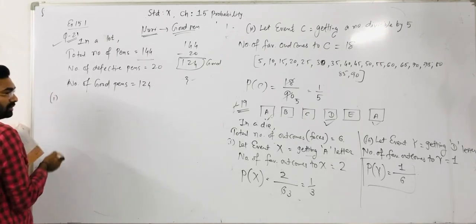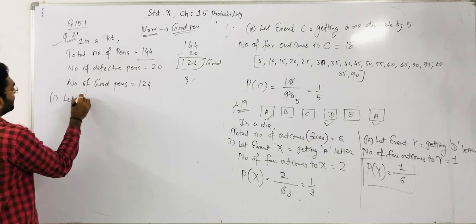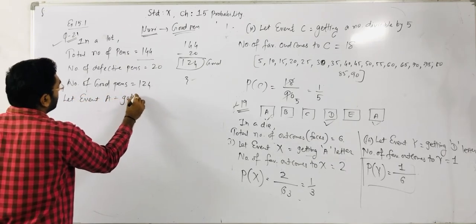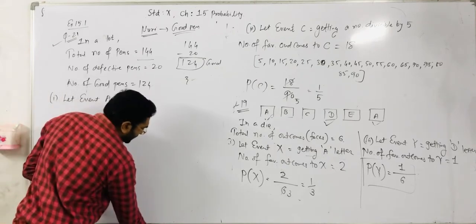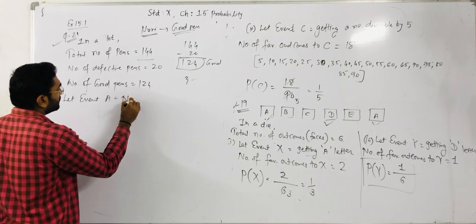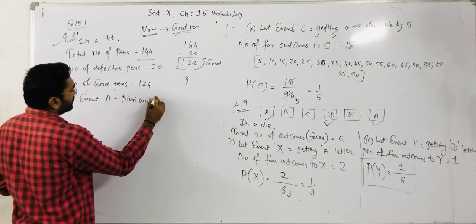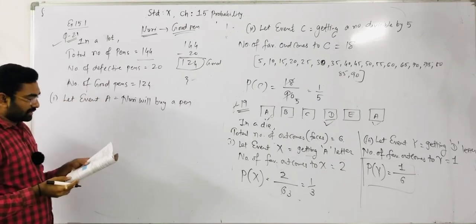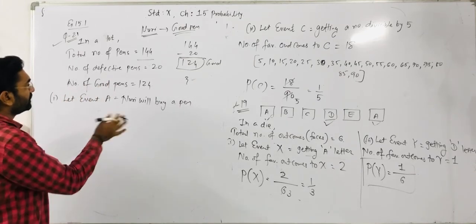First question, we solve. For that, we take the event A, in which our event is Nuri will buy a pen. This is our event as per the question. Right? She will buy it.